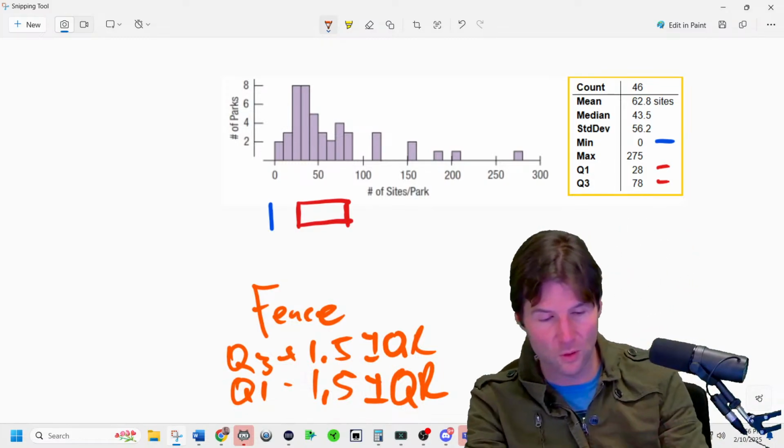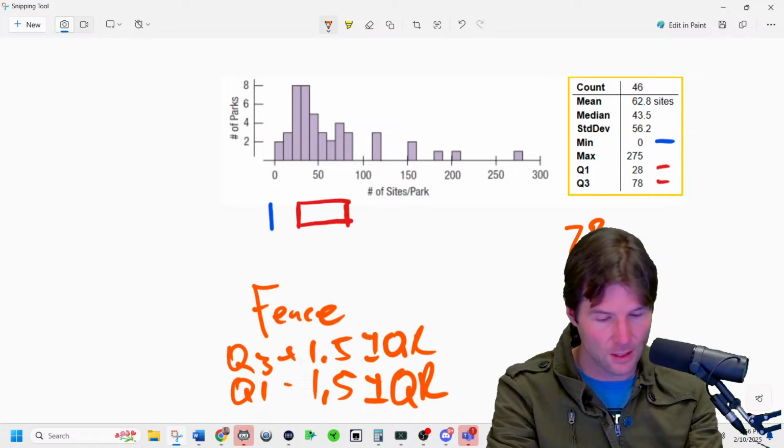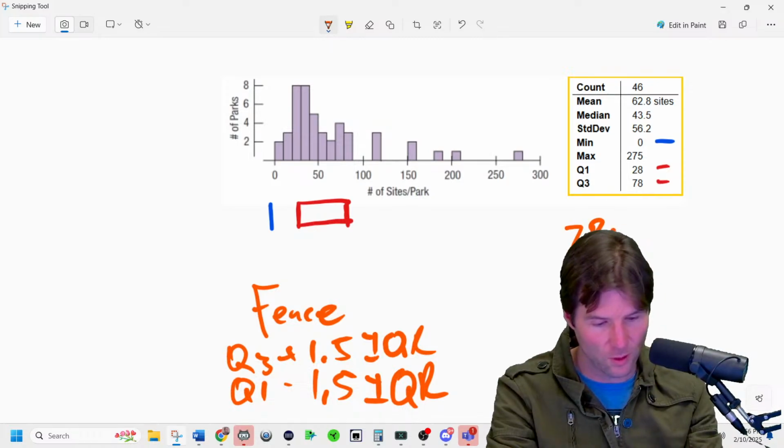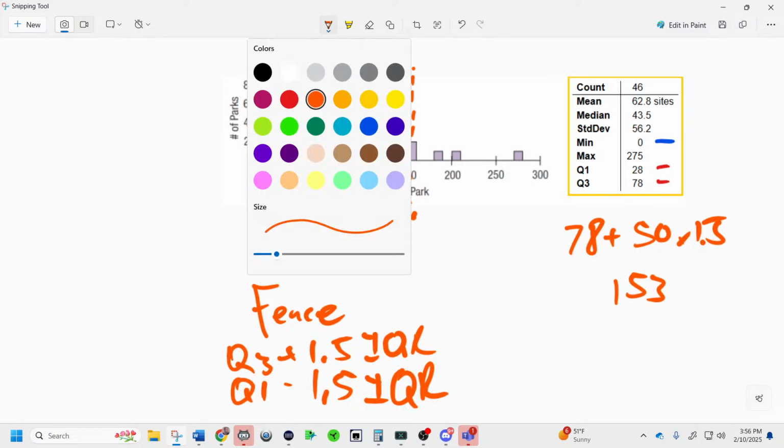And so what we do is we plug in right here, and we go to Q3, which is 78, plus 1.5 IQRs, which is 50 times 1.5. And it's 50. Great job, Kaya. And so that means this is going to be at exactly 153, which is somewhere in here, which means we don't know if those are outliers or not.